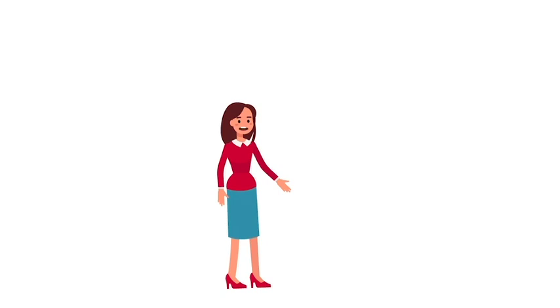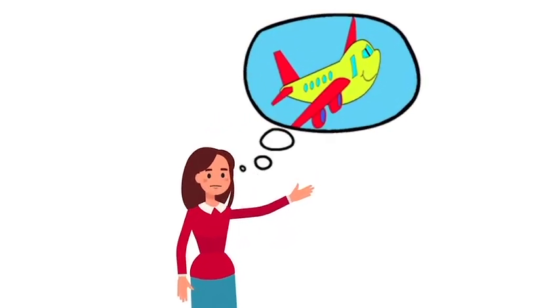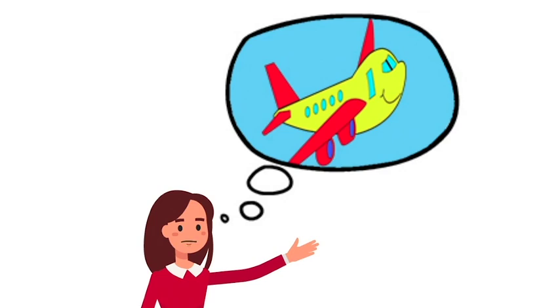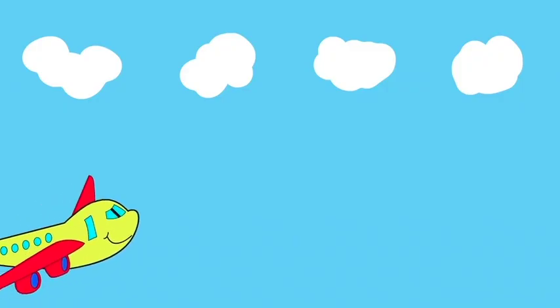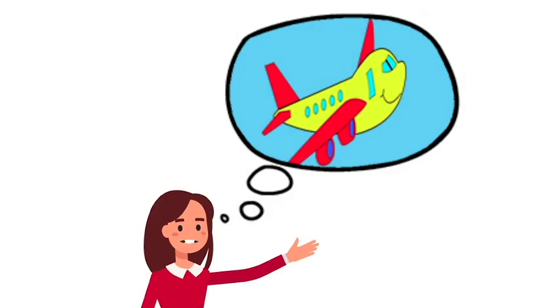In order to write a sentence, we need to have an idea, something to write about. That's because a sentence is a group of words about an idea. Let's watch this idea about the plane. Wow, that was fun! Let's write a sentence that tells about this idea.